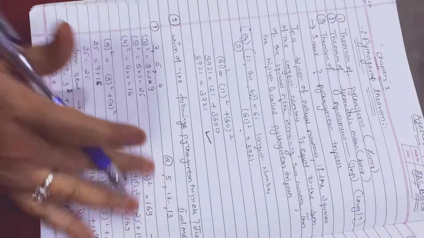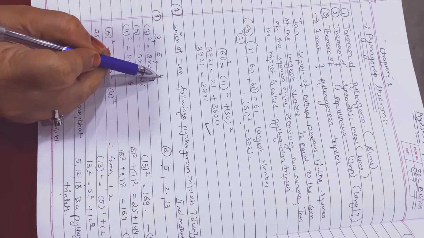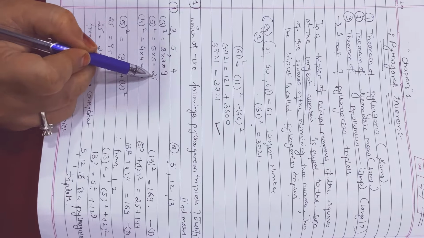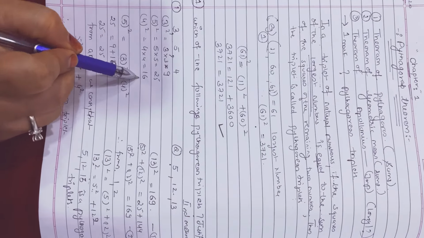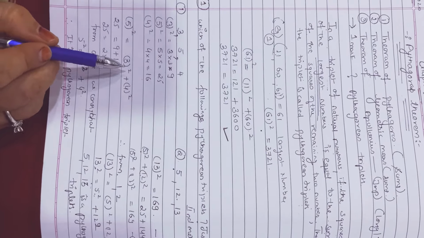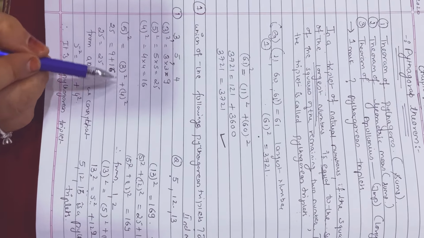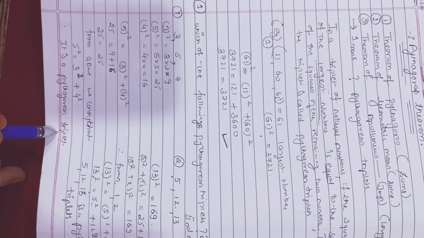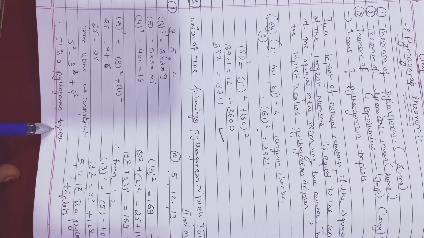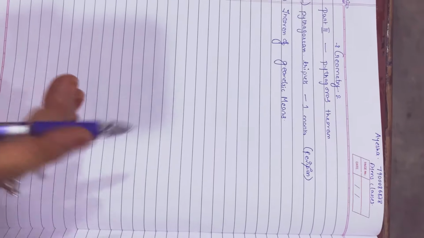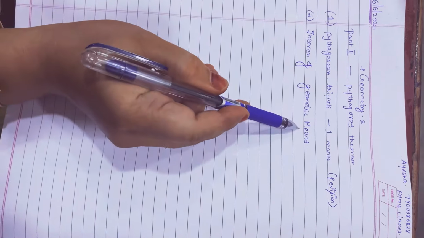See, 3, 5, 4. 3 square is 9, 5 square is 25, 4 square is 16. The square of the largest number is equal to the sum of the squares of the two numbers that are remaining. If it is equal, then it is a Pythagorean triplet. Otherwise, it is not a Pythagorean triplet. So this is the revision, and now we will start with the theorem of geometric means.